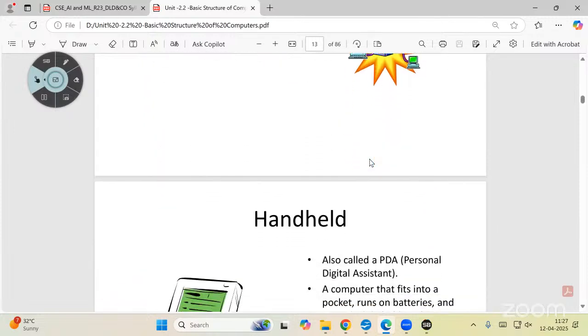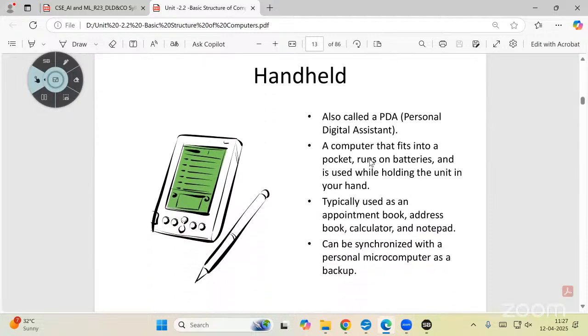Next one, PDA. Personal digital assistant. This one also no one is using right now. All are using mobile phones. In the olden days, the PDAs were present. Who used PDAs then?